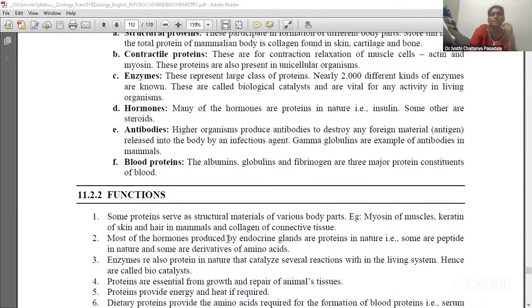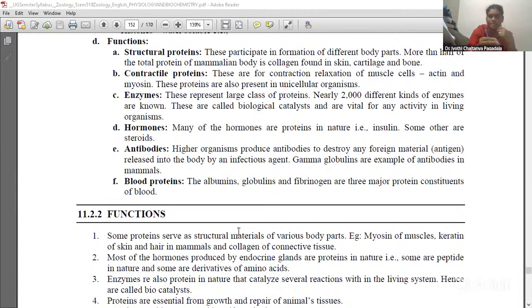So what are the functions of the proteins? As we just discussed in the last topic, some proteins definitely serve as structural materials of the body. Those were myosin of the muscles, keratin of the skin, and keratin of the hair in the mammals, and collagen of the connective tissue in the skin.